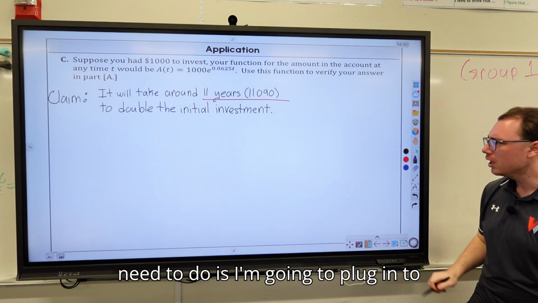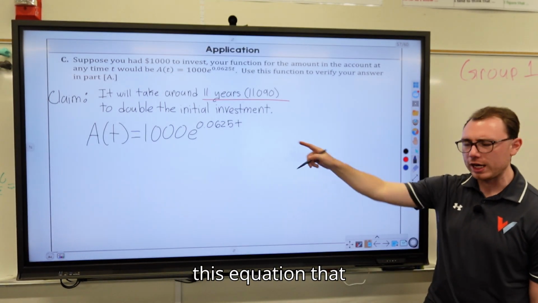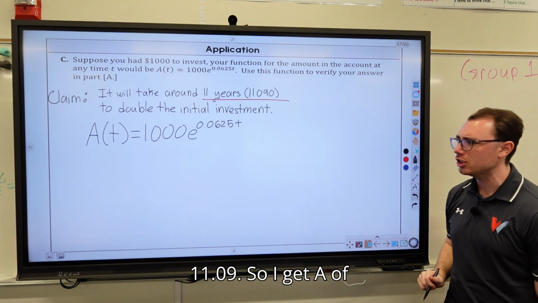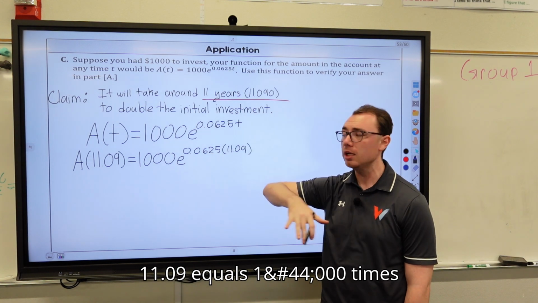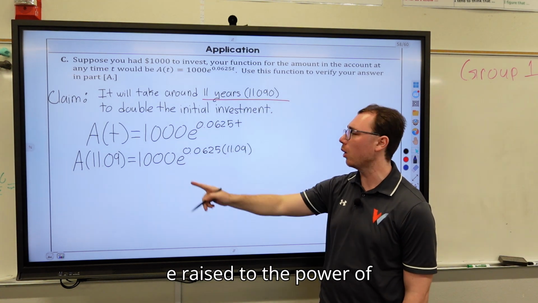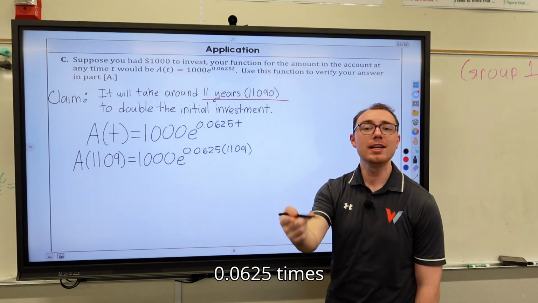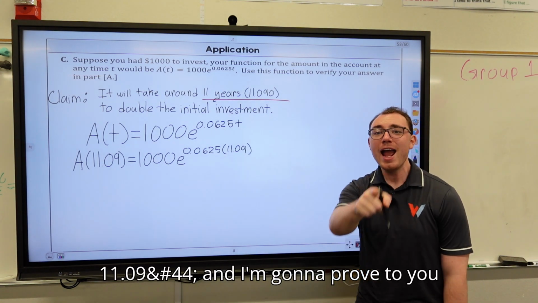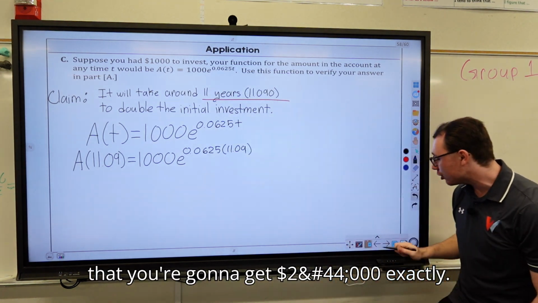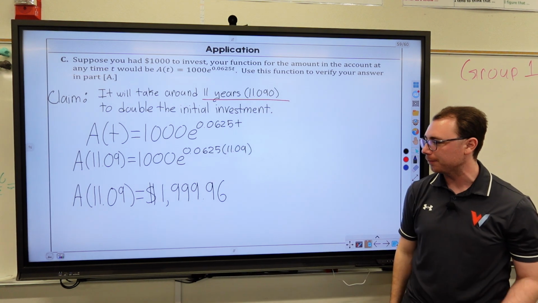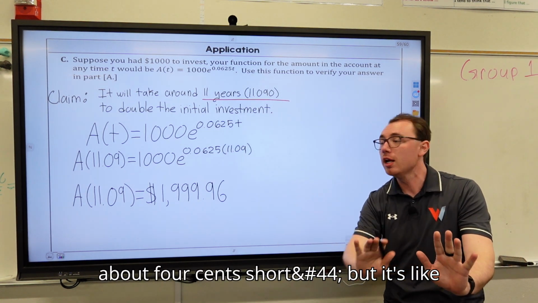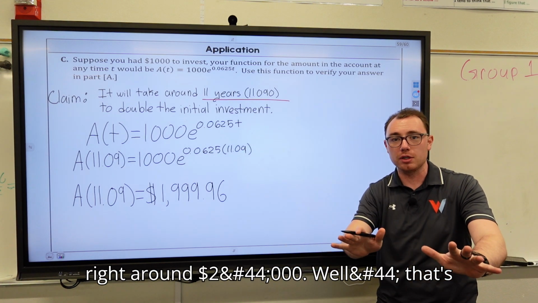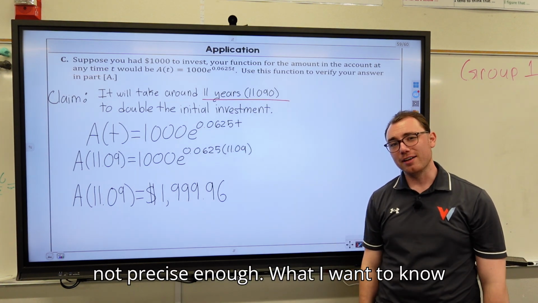All I need to do is plug in that 11.09 to this equation, so I get A of 11.09 equals 1,000 times e raised to the power of 0.0625 times 11.09, and I'm going to prove to you that you're going to get $2,000 exactly. Okay, I'm a little bit short. It's about 4 cents short, but it's right around $2,000. Well, that's not precise enough.